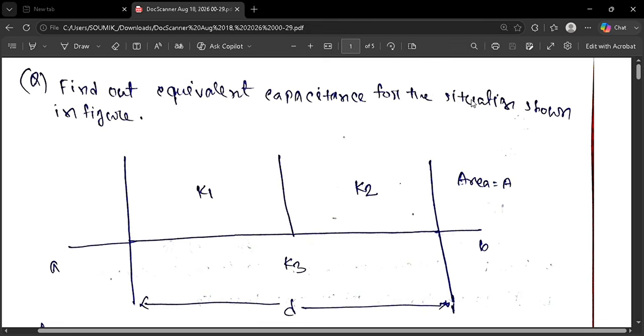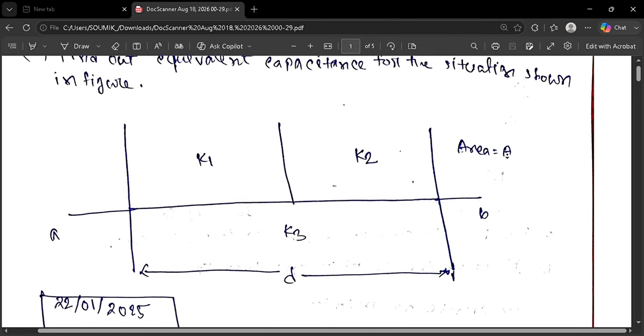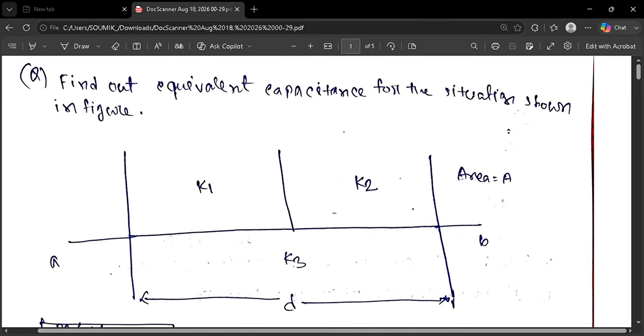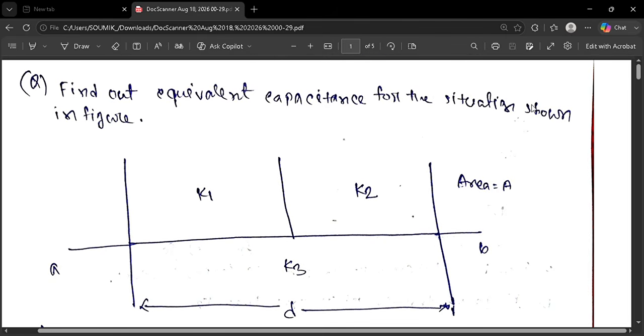Hello everyone, today we are going to solve a few important basic conceptual physics questions from JEE Main 2025. The first question is: find the equivalent capacitance for the situation shown in the figure. Before solving this problem, we can proceed step by step to understand it properly.